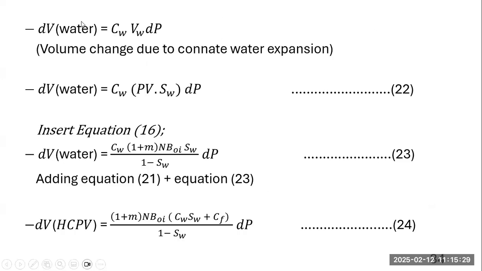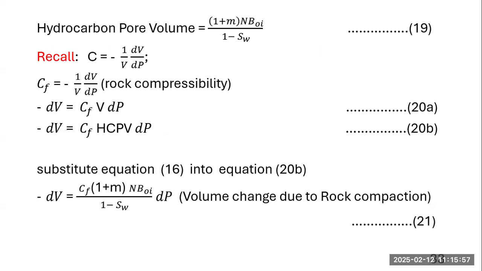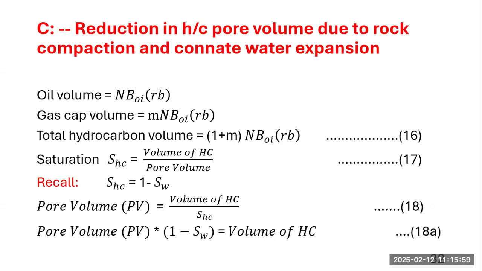So let's look at volume change due to connate water expansion. This is CW, VW, dP. Then you have your PV. Your volume of water is PV multiplied by SW, from the relationship of your oil and pore volume from equation 18.